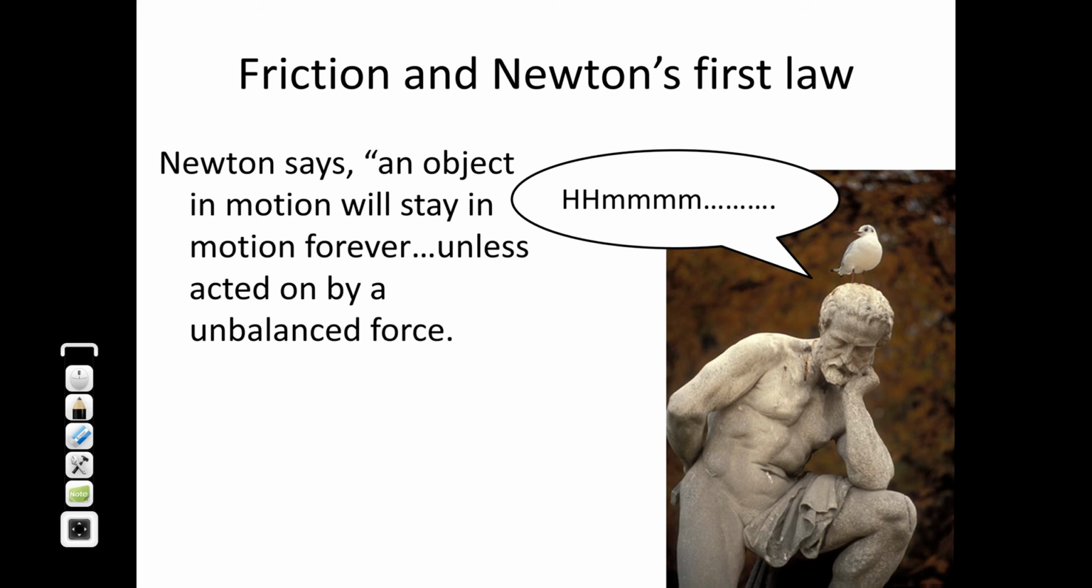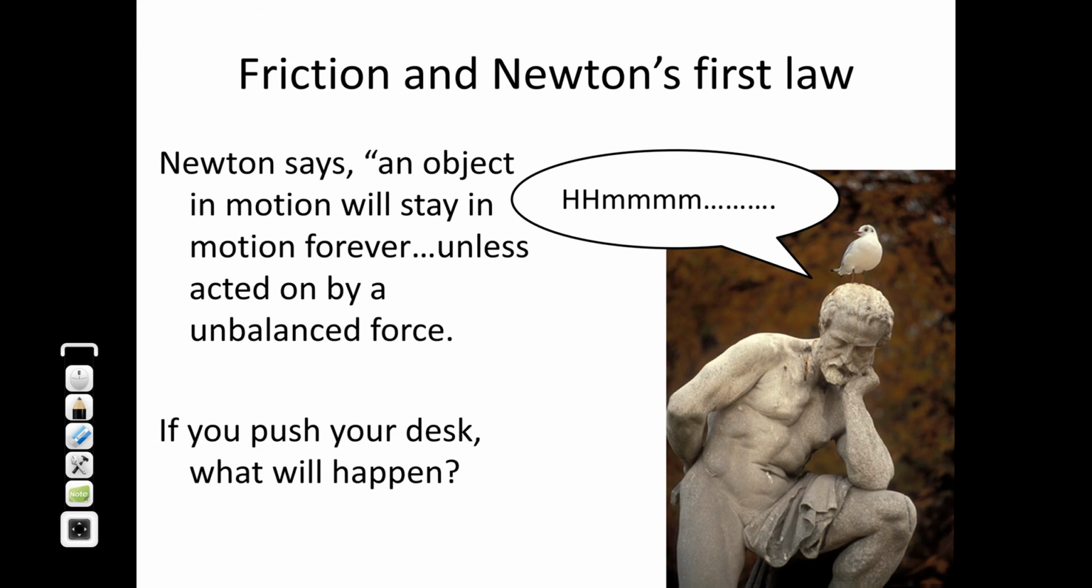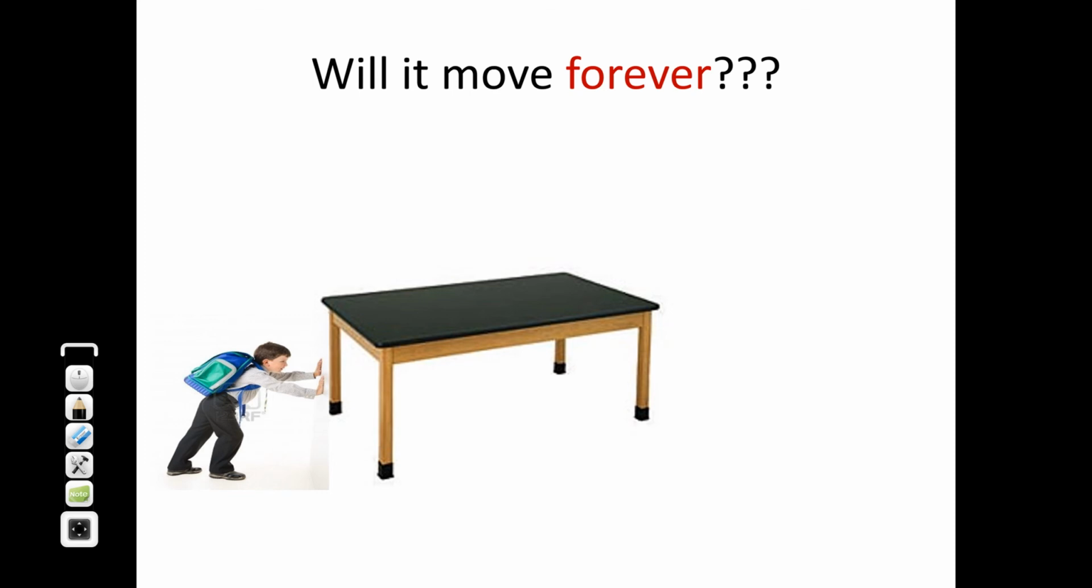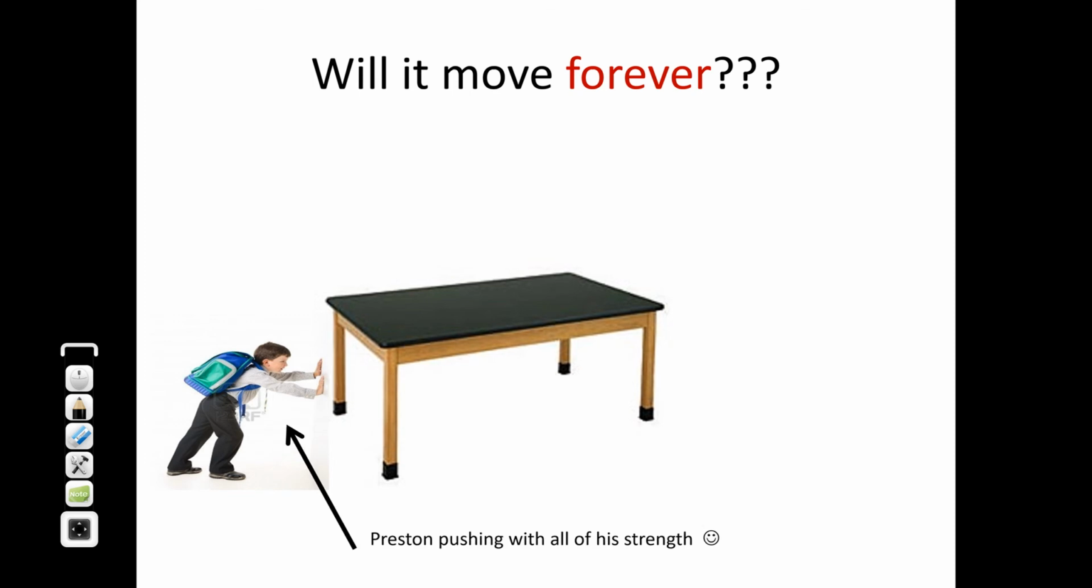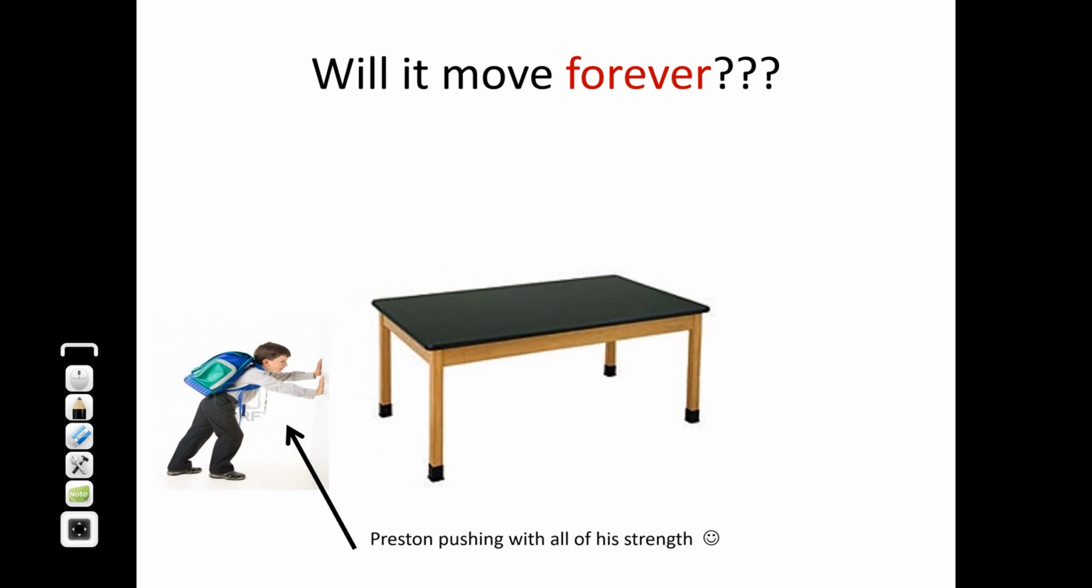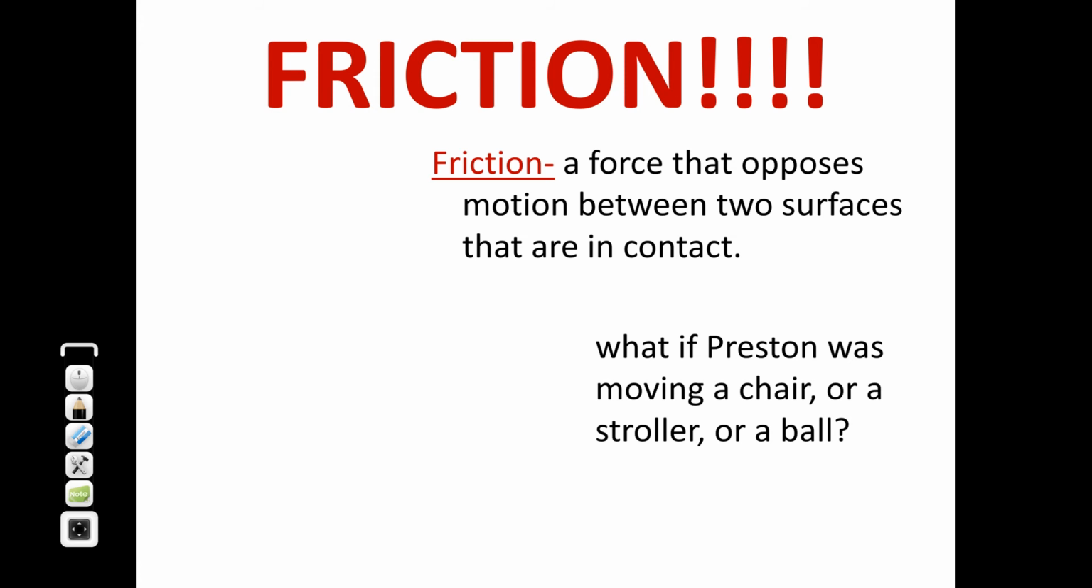Okay. Why do we not stay in motion forever? It's friction. Friction is an unbalanced force, and it will always act in the opposite direction of motion. If you push with a force, the object will stop moving because friction makes it stop. So friction is a force that always opposes the motion of the object that it's in contact with. Friction will always make things slow down.